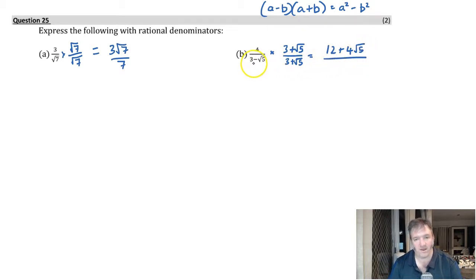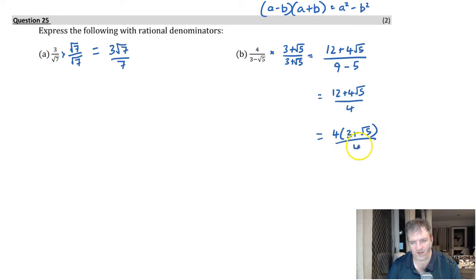On the bottom down here, I have 3 times 3 is 9, and the negative root 5 multiplied by positive root 5. When I square that term, remember, it's just 9 minus 5. Well, interestingly enough, I've got 12 plus 4 root 5 over 4. If I hadn't bothered expanding that, I would see 4 was a common factor. We can always just factorise it to get back to that anyway. 4 outside of 3 plus root 5, divided by 4, the 4s are going to cancel, and so the answer is actually just 3 plus root 5.